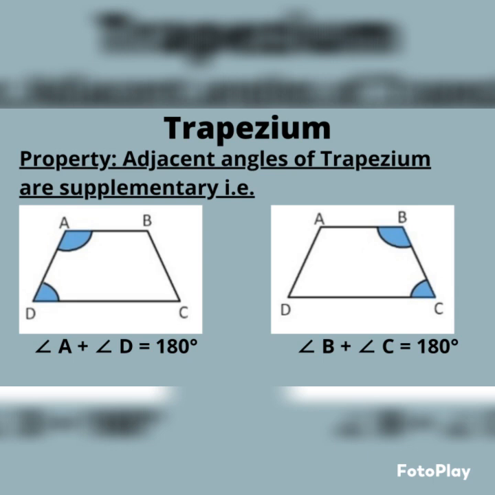The property of trapezium is that adjacent angles of trapezium are supplementary angles. That means angle A plus angle D is equal to 180 degrees. Similarly, angle B plus angle C will be equal to 180 degrees.